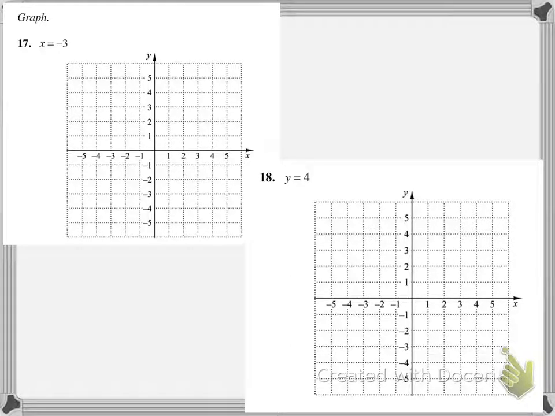The question is, how do you know when it's horizontal and how do you know when it's vertical? And the question you ask yourself is, like in number 17, if x equals negative 3, that means it has to cross the x-axis. So the x-axis is your horizontal axis. And so if we're crossing that, then that means that we have a vertical line at negative 3. In other words, if it's x equals, it has an x-intercept.